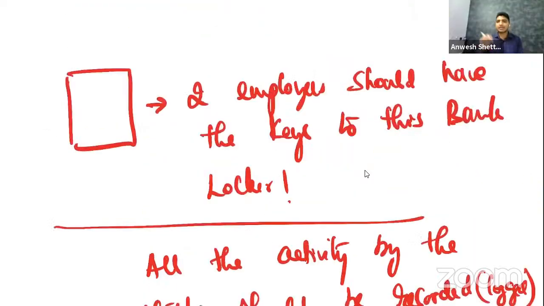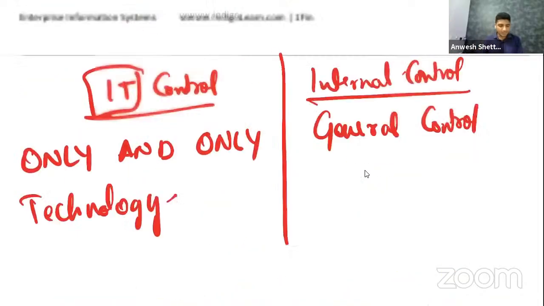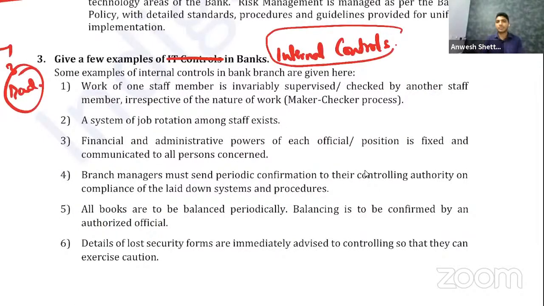Here that is segregation of duties, giving two keys to different people. Then this is nothing to do with technology. This is a normal internal control. So here the question is, give some examples of internal control. So we are not talking about technology in particular. We are just talking about internal control.